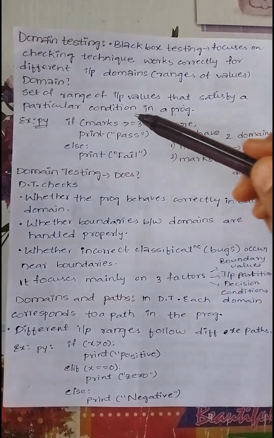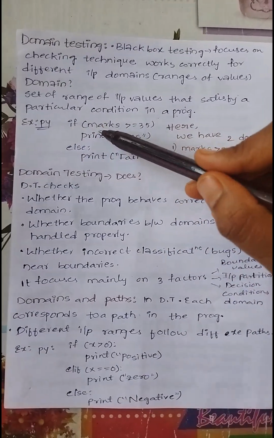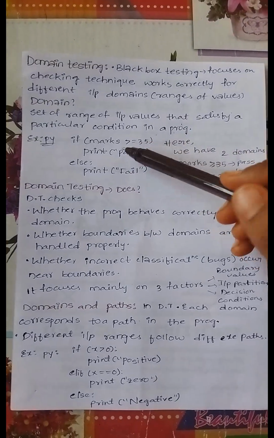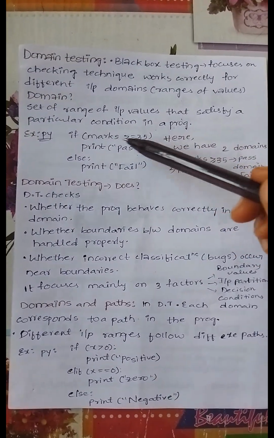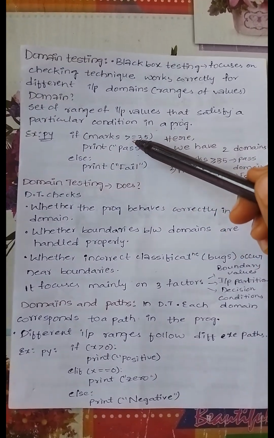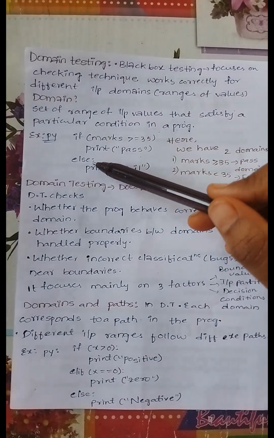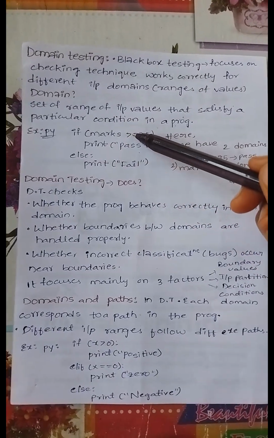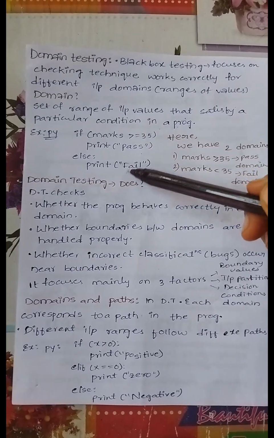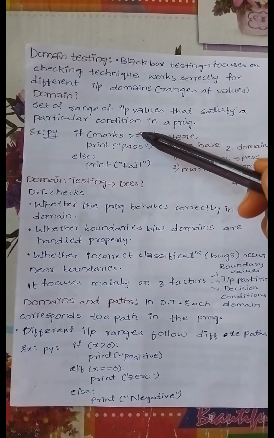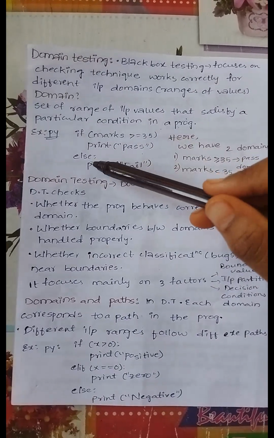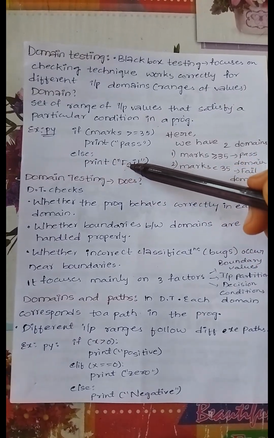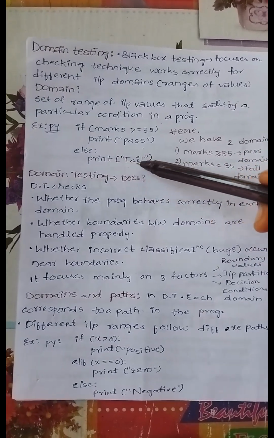This is a Python program example. If marks is greater than or equal to 35, then it will print pass. If it is not satisfying the condition, then it will go to the else statement. If the marks is less than 35, or the first condition is not satisfied, then it will come to the else statement. It will print fail.